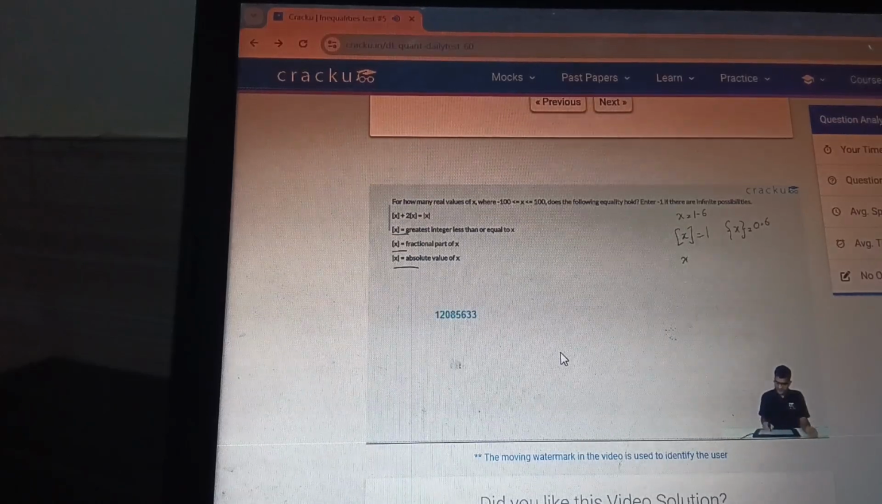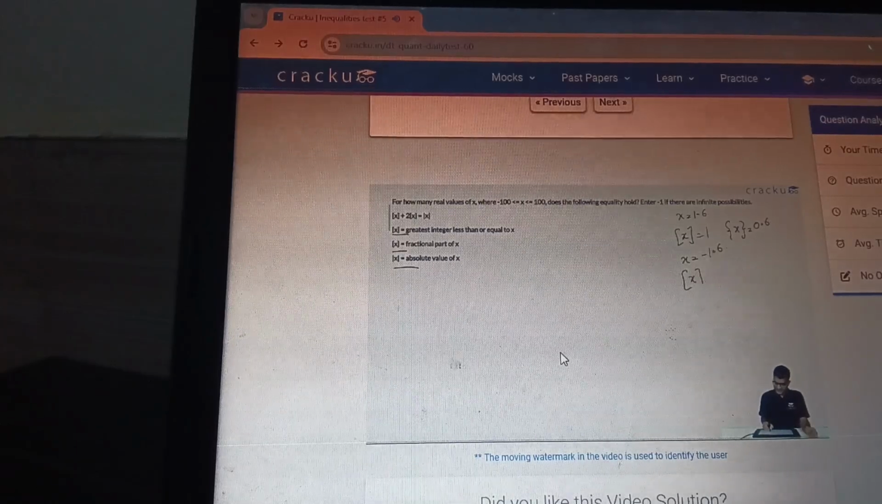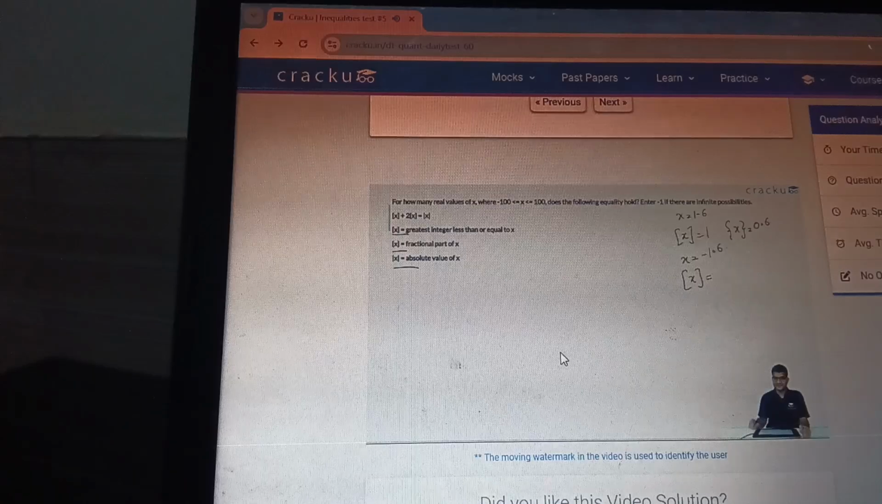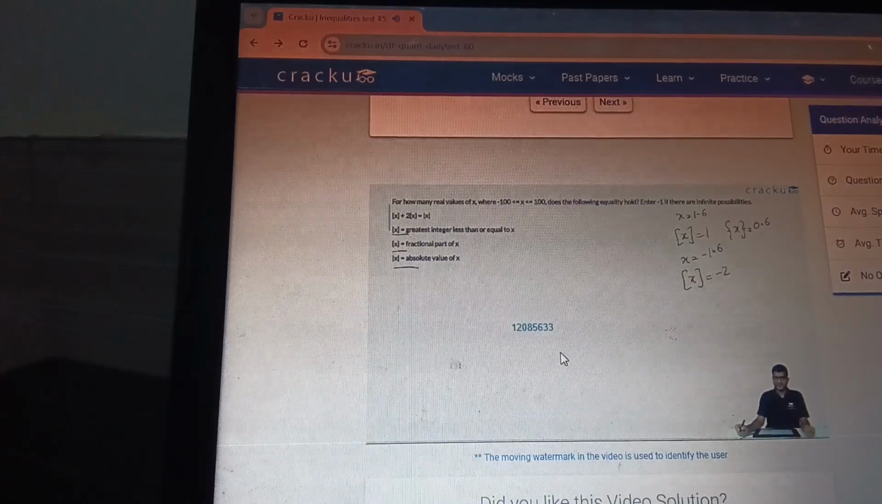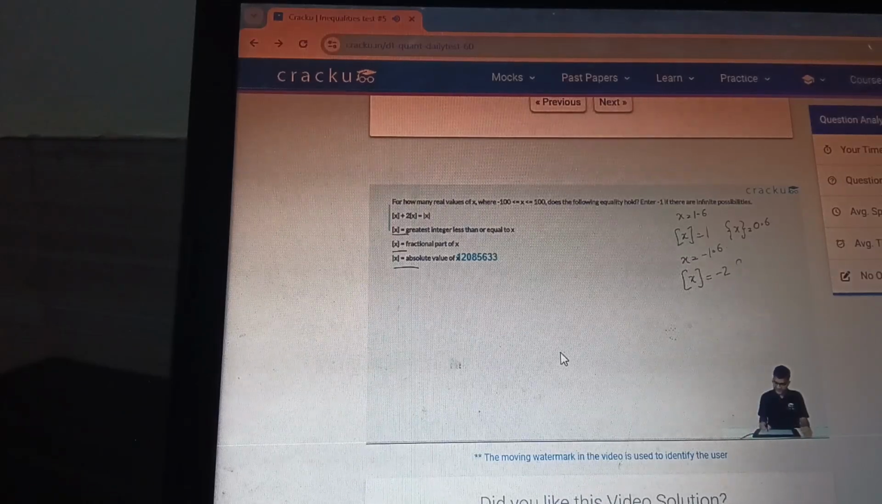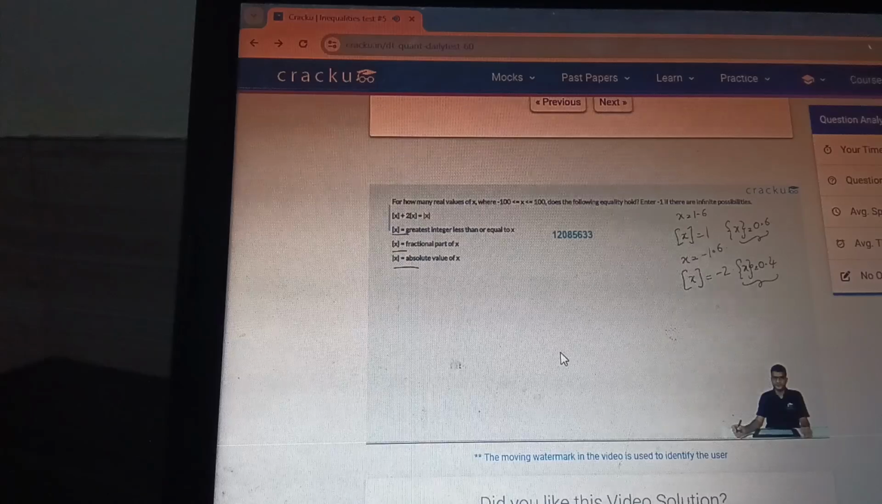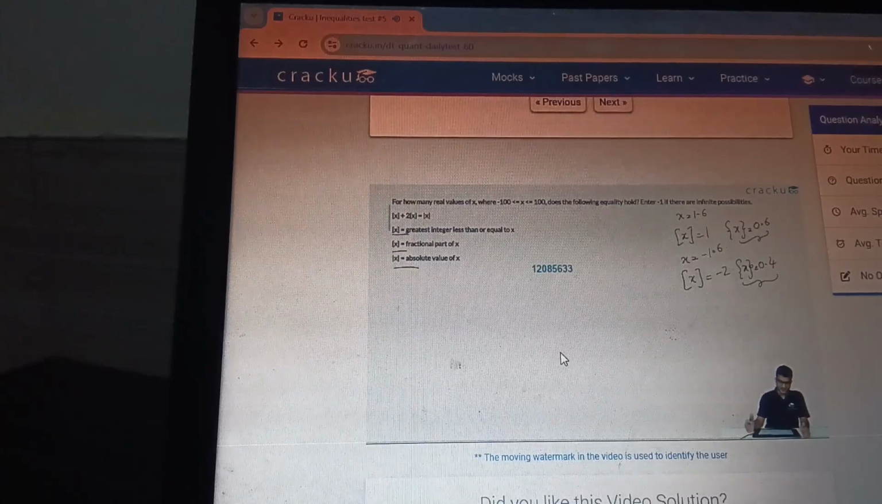But what will happen if x is equal to minus 1.6? Then the greatest integer which is less than or equal to x will be minus 2, because minus 1 is actually greater than minus 1.6. So the integral part of x will be equal to minus 2, and the fractional part of x will be 0.4. The fractional part of x for any number is always greater than or equal to 0. Once we have understood this, let us try to answer this question.